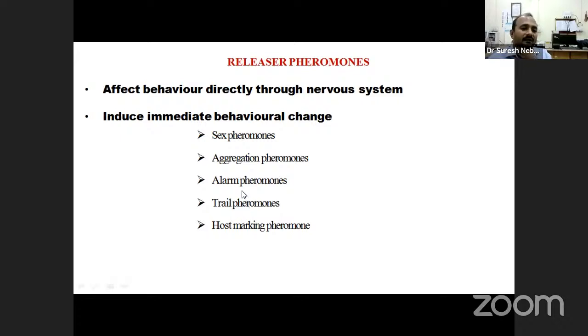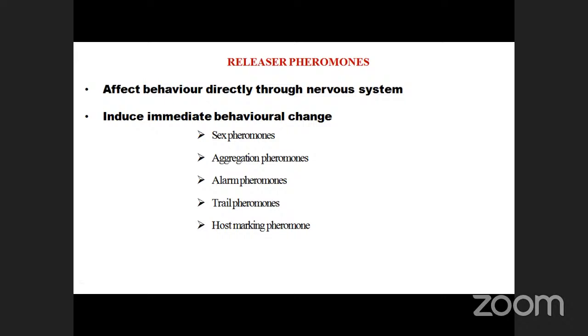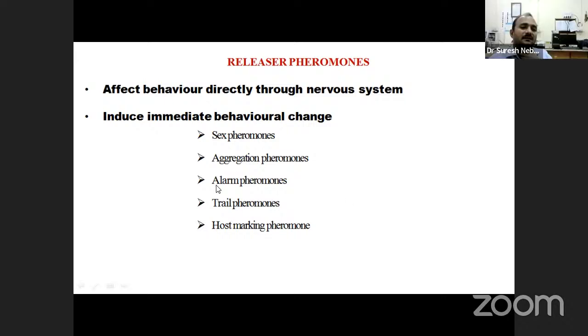What is the alarm pheromone? Where do we find alarm pheromone, in which insects? I will just tell you, aphids. What is its chemical nature? E-beta-farnesene, it is a terpene compound. That also you should know. Then trail pheromones, in which insects we find trail pheromones. All these things are given very nicely in the Chapman book. So you can refer to the Chapman book for this.